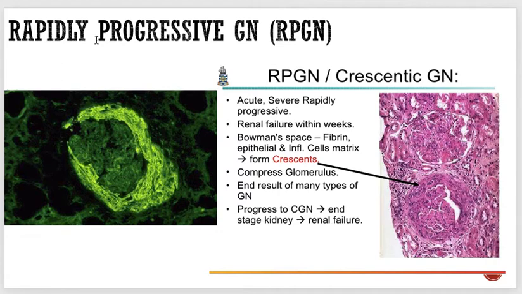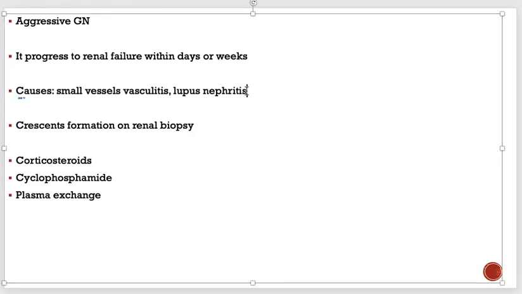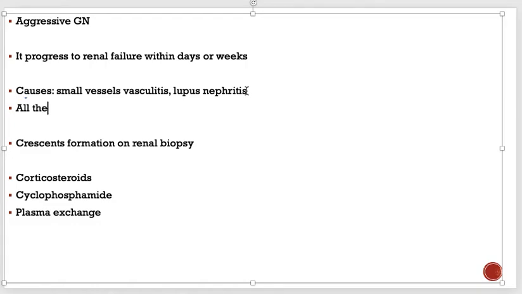Now, a very important thing to tell you guys: all the things which we study, FSGS, MCGN, IgA nephropathy, Henoch-Schonlein purpura, all of them can progress to rapidly progressive glomerulonephritis, except minimal change disease. Remember, I told you about minimal change disease, so in the causes we can add this. All glomerulonephritis can present as RPGN except one condition, minimal change disease. Every other condition can present as RPGN.